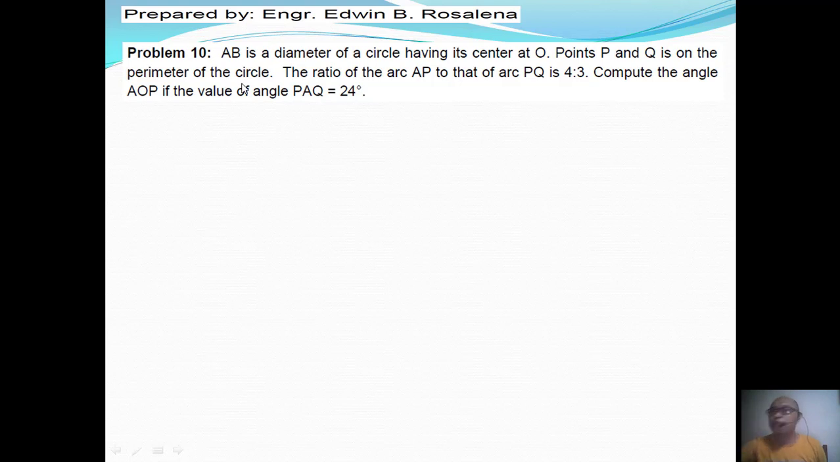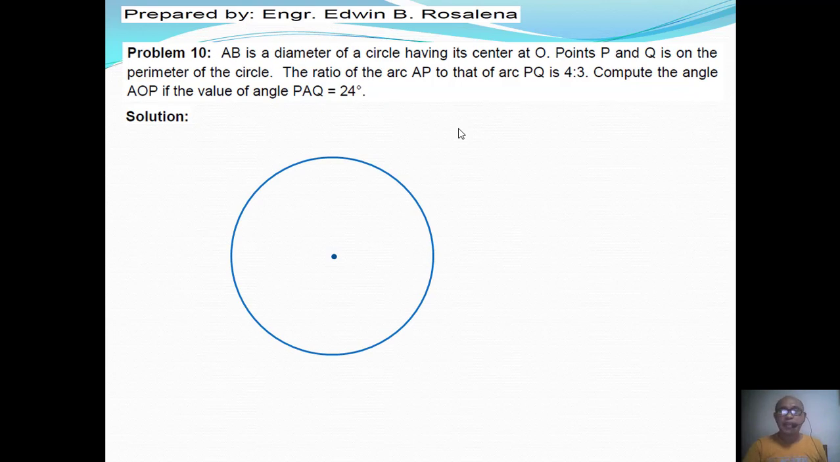So, AB, tapos may P and Q. The ratio of arc AP to the arc PQ is 4/3, or 4:3. Compute the angle AOP if the value of angle PAQ is 24. Okay, tingnan natin, ha? So, may circle tayo. Then we have diameter AB with center at O. Points P and Q are on the perimeter of the circle. And the ratio of arc AP to arc PQ is 4/3. Meaning, AP is longer than PQ because the ratio AP to PQ is 4:3.